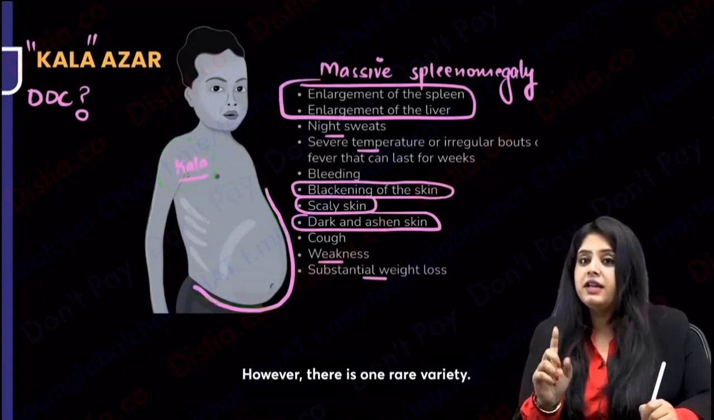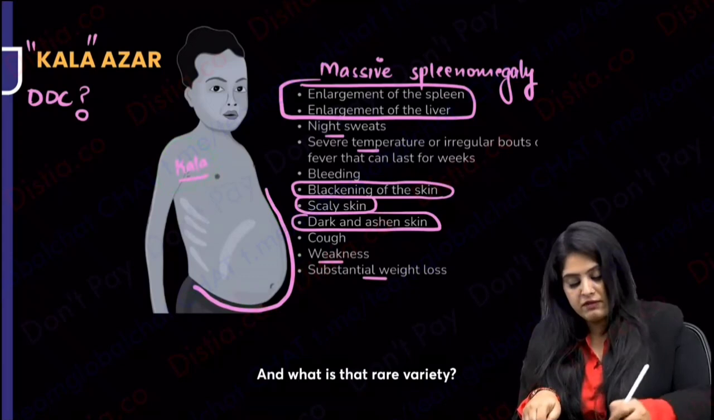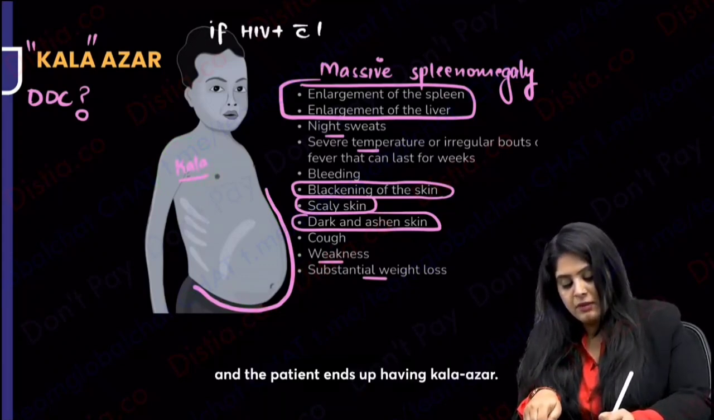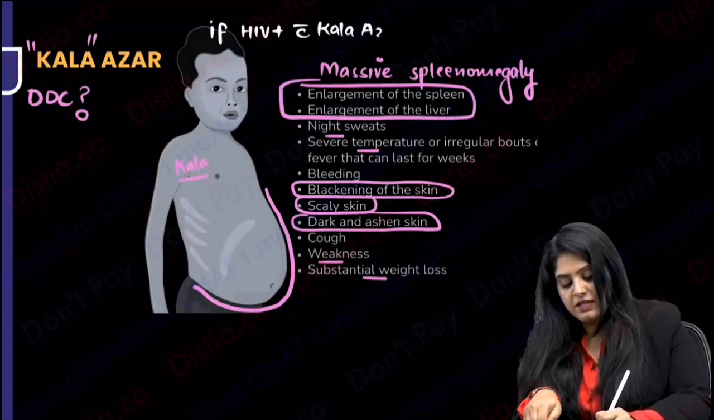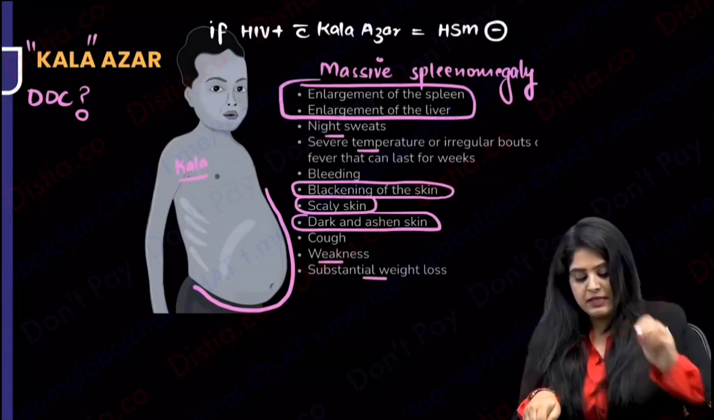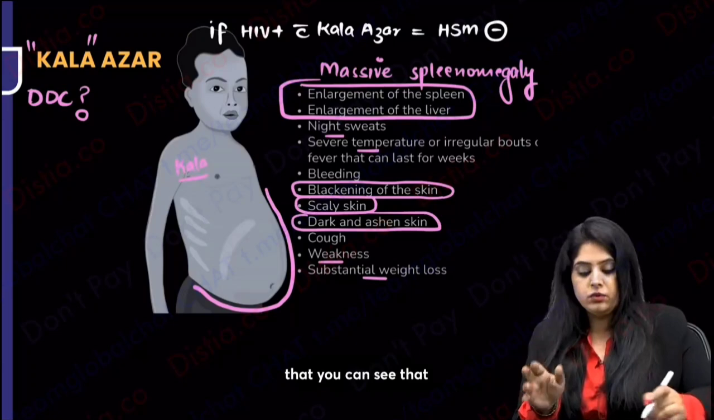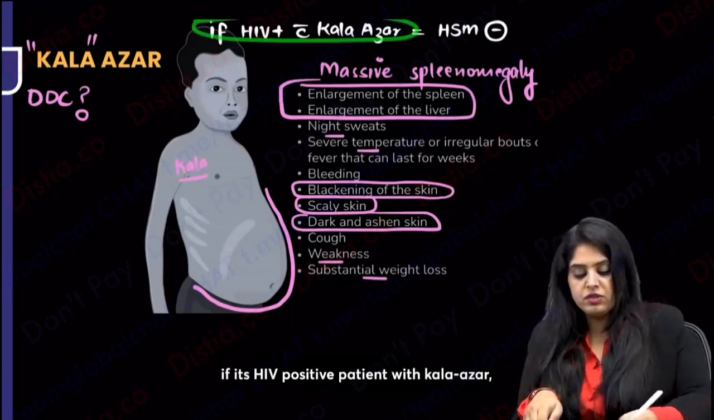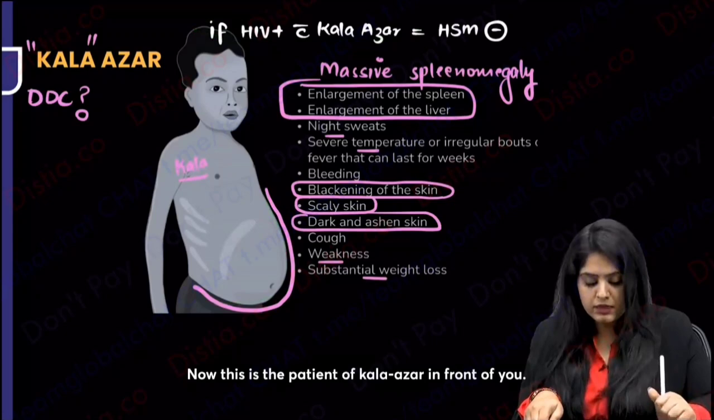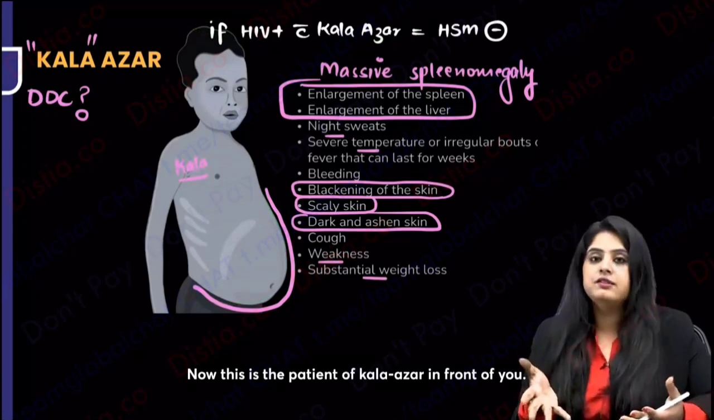However, there is one rare variety. And what is that rare variety? If the patient is HIV positive and ends up having Kala Azar, we have seen many times that hepatosplenomegaly is not seen. This is an atypical presentation: if it's an HIV positive patient with Kala Azar, you might not see the protuberant abdomen. Now, this is the patient of Kala Azar in front of you.